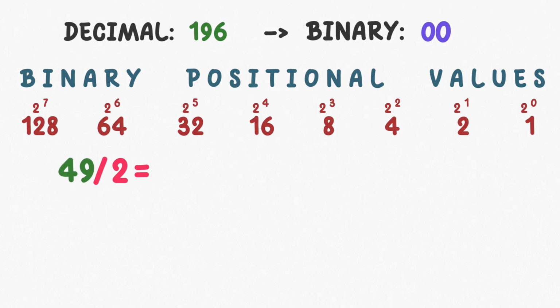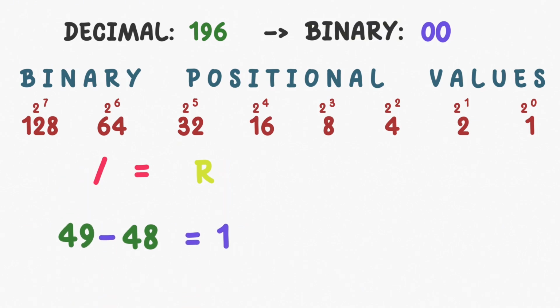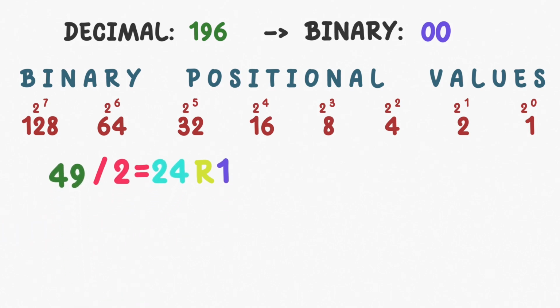left. Do it again. 49 divided by 2 is 24, remainder 1. 2 times 24 is 48. 49 minus 48 is equal to 1. See? And you just keep doing that over and over again. What did we do last time? We took our remainder. The remainder will then go from this place all the way over to the binary again.